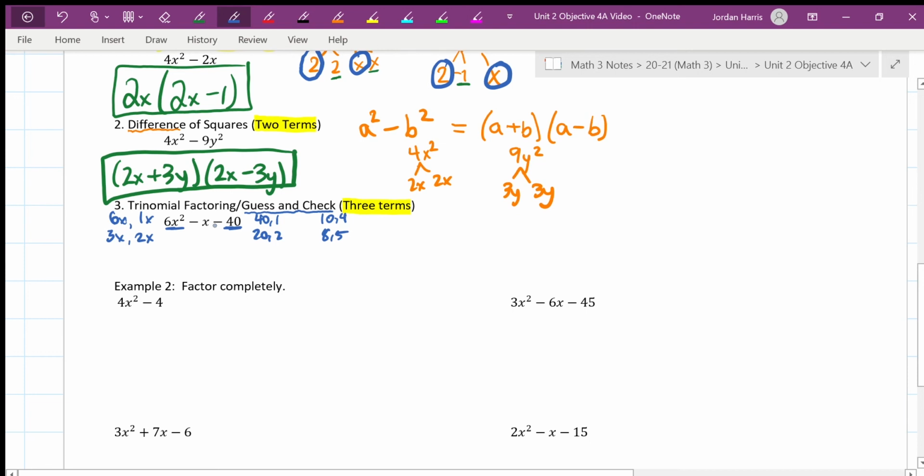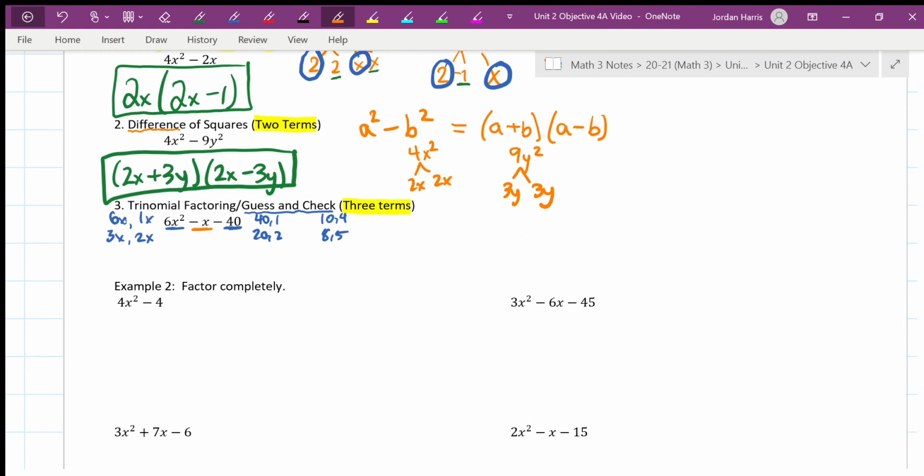And it's negative, meaning one of these has to be negative. Because it's either negative 40 times positive 1 or 40 times negative 1. That's true for each one. Okay. So we know we're going to have one negative, one positive. That means when we combine, they're going to subtract from each other. And we want to make the middle term, which is negative 1x. So we're going to multiply these things together and make negative 1x.